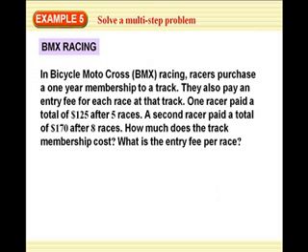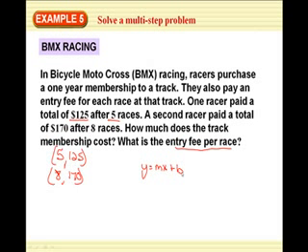So this is just a fancy way of them giving us 2 points. 5 races cost $125. 8 races cost $170. That is our starting points. Those are our points that we are going to use to find how much does the membership cost and what is the entry fee per race, which is y equals mx plus b. This is going to be the membership right here. This is going to be the entry.